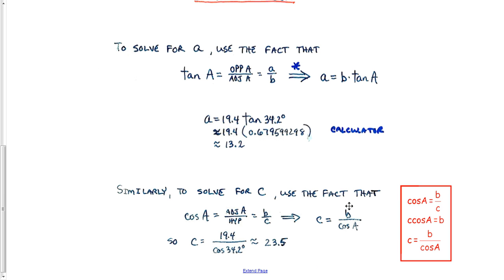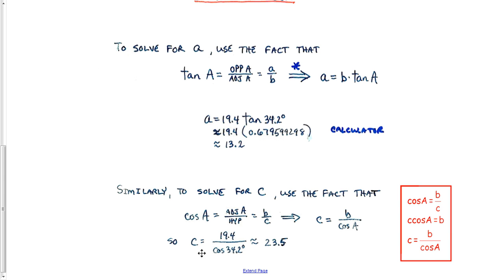I need a little formula for C, so here's what I've done. I've taken this cosine of angle A is equal to B over C, adjacent divided by hypotenuse, and I multiplied both sides by C. I'm trying to solve for C, so I'm getting it out of the denominator. So I have C times cosine A is equal to B. Then I divided by cosine A on both sides, so C is equal to B divided by cosine A. That's where this came from.